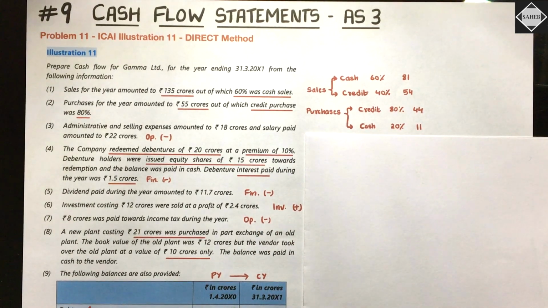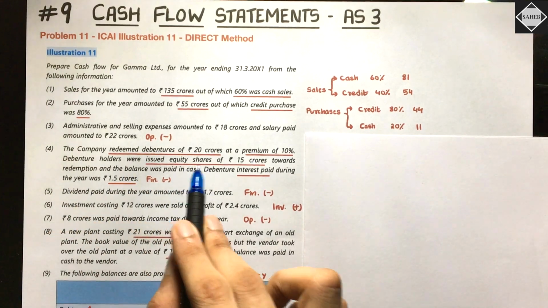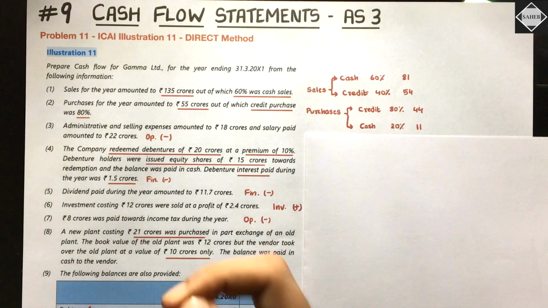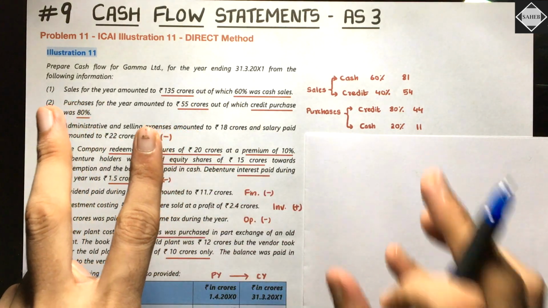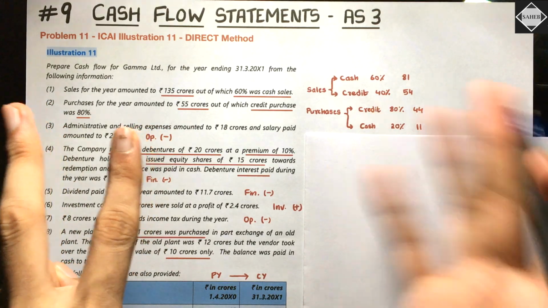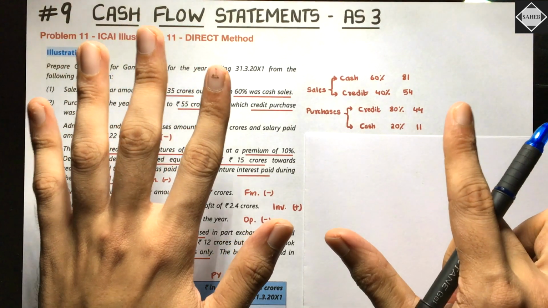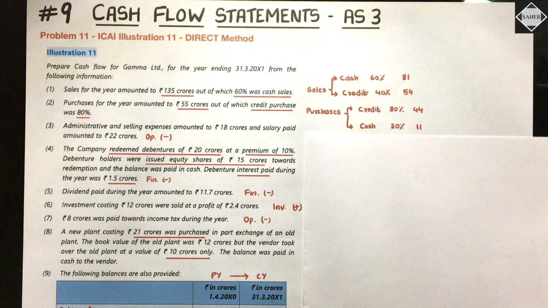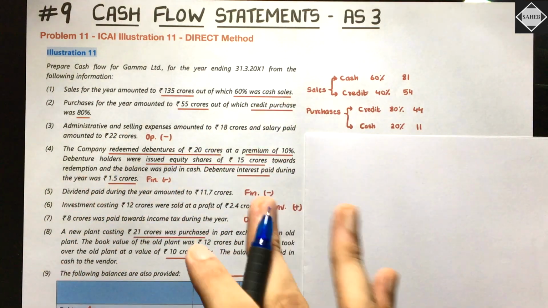Why? See, read the whole adjustment. Debenture holders were issued equity shares of rupees 15 crores towards redemption. So what happened? We had to pay them 22 crores. Out of that, for 15 crores, what did we do? We gave equity shares, right? So that means we have to pay them how much cash? Only 7 crore cash we have to pay them. 22 minus 15. Only 7 crore cash we have to pay. Fine. So only that 7 crore is important for us because the entire game right now is on cash flow.